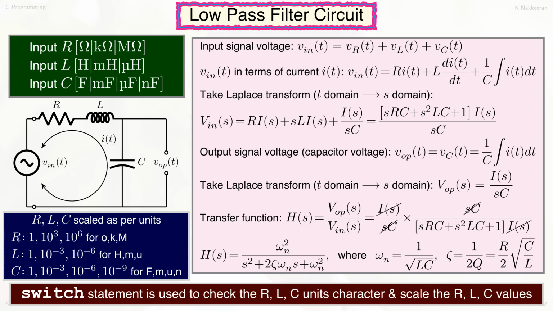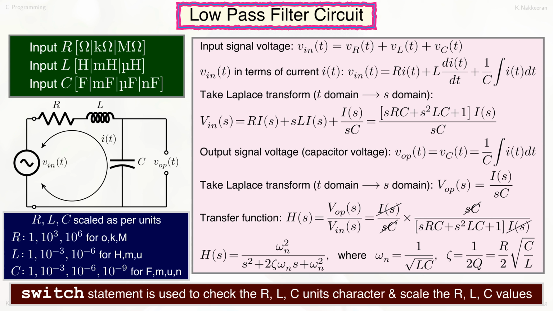Let us add the feature of accepting units for the RLC quantities in the C program that calculates the poles of a low-pass filter, using if-else statement, after taking the RLC values through the keyboard and display the poles on the monitor. Resistance R units can be ohm or kilo ohm or mega ohm. Character O or K or M can be input as the units for the R value, and in the C program, using a switch statement, the input units characters can be checked and the input R value can be appropriately scaled to a value in ohms.